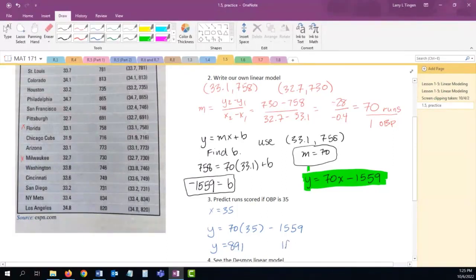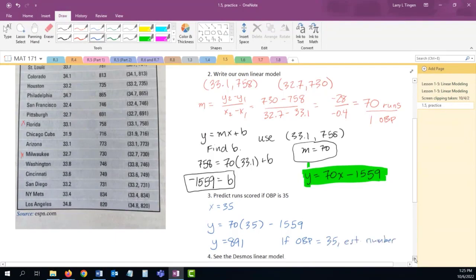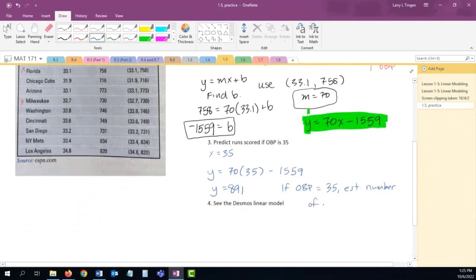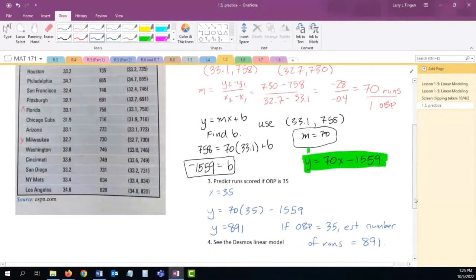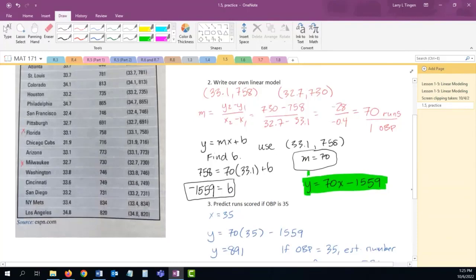So this means if the on-base percentage is 35, the estimated number of runs is 891. That's way up there, isn't it? Does it fit within our data? Does it make sense?